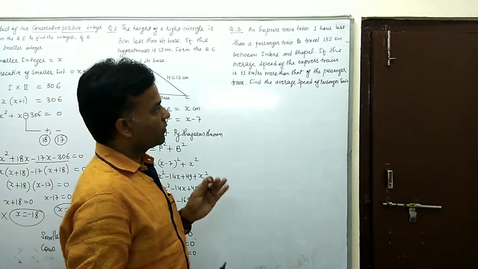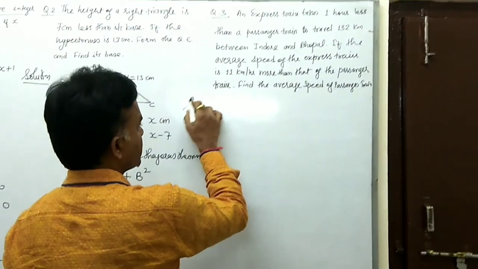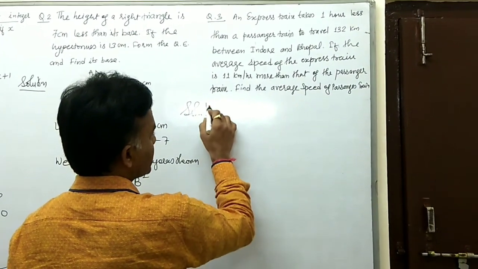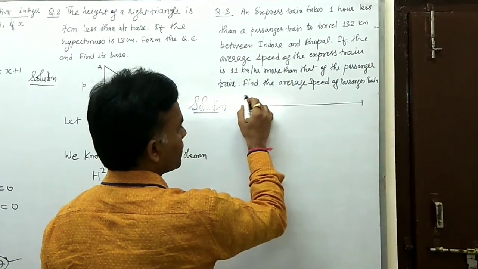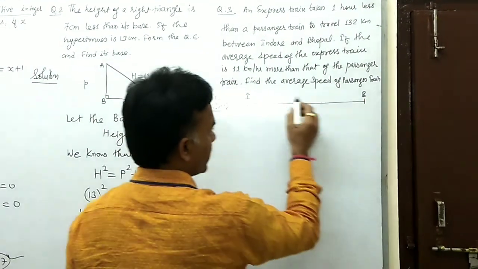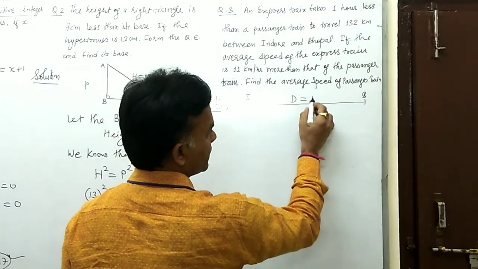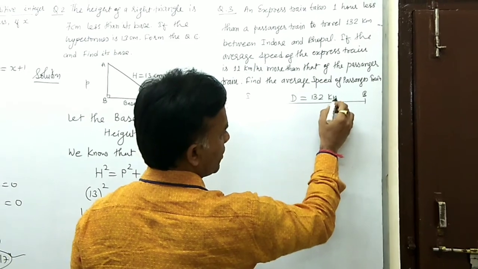So now here we are assuming first, because first we draw the destination, because we know the distance between the two cities, Indore and Bhopal, is 132 km. Okay, so first we write down the distance between these two cities, 132 km.